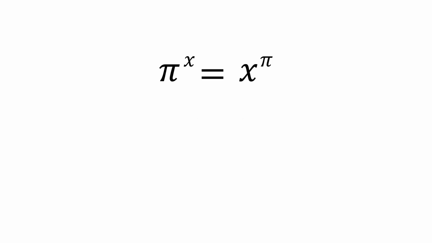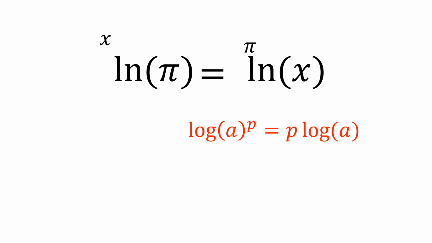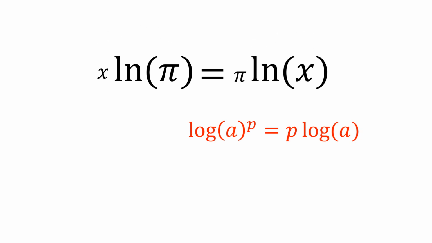Okay, let's bring everything back down from the clouds for a second. These exponents are doing acrobatics, and I think we need to pull them to the ground. Let's take the natural log of both sides. Now, using our log rules, the powers slide down to the front. Much better. Suddenly, life makes sense again.